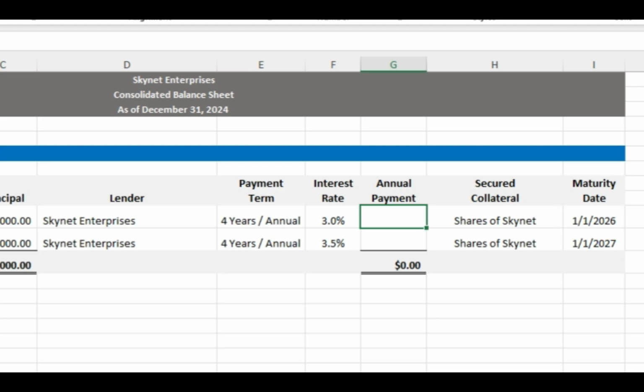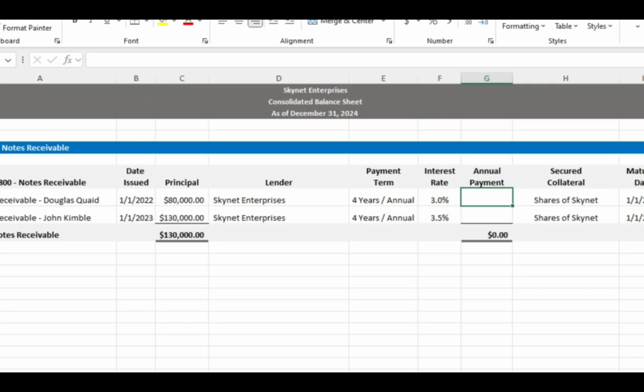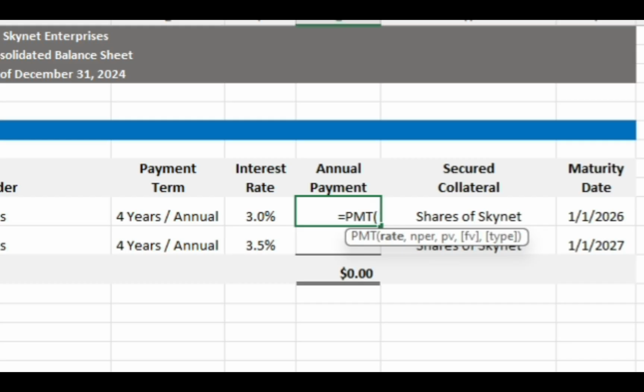So I want to show you the payment function because this is a real easy function in Excel you can use to determine how much your monthly payment, quarterly payment, or annual payment is going to be on a note. We're going to do equals PMT, paren. We're going to grab our interest rate. Now note, if you had a monthly payment, you would want to divide the interest rate by 12. Our N is the number of times we're going to be making payments. If it was monthly, you would do 48, 4 times 12. But in this situation, it's an annual payment, so we're just going to do 4 years.